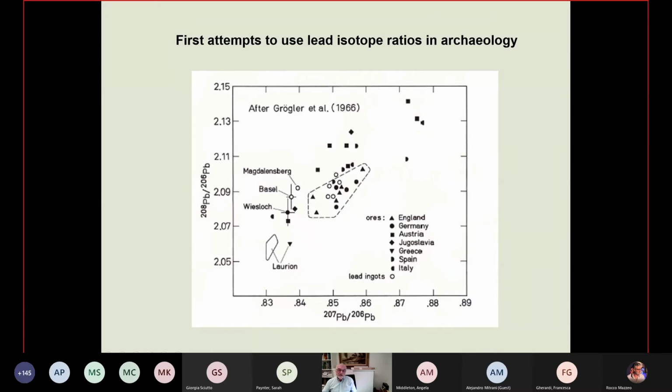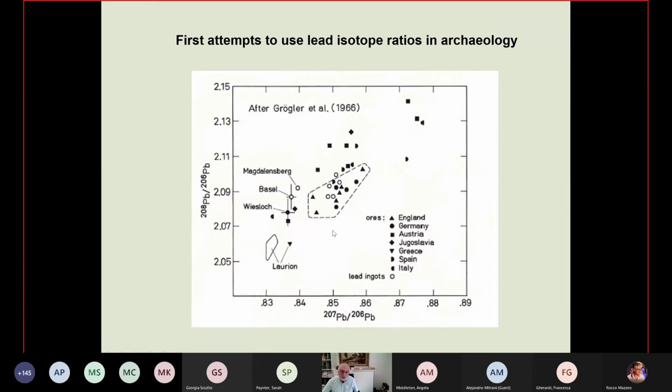And he was interested to find out if lead ingots that were found in southern Germany and in Switzerland were actually derived from German ores or from England. And what he at least found was that you can differentiate these different ore mineralized regions with this technique.